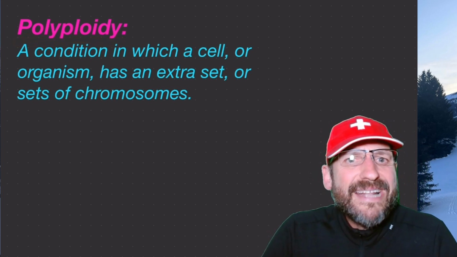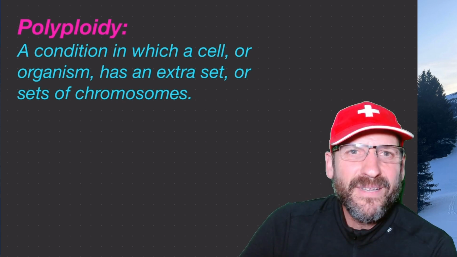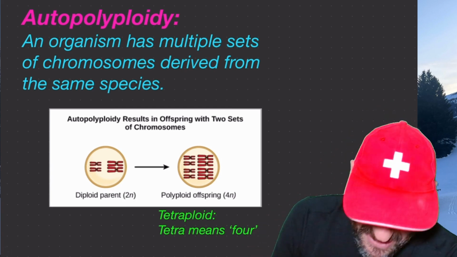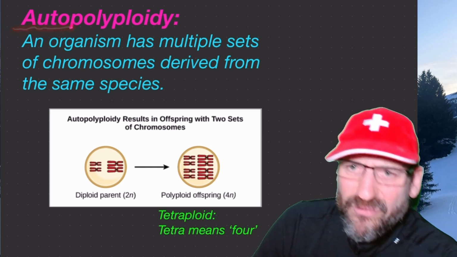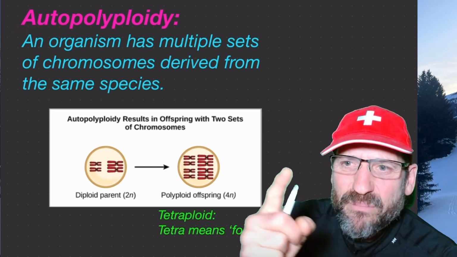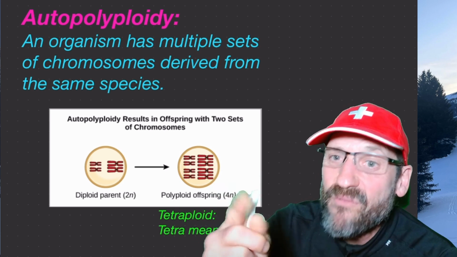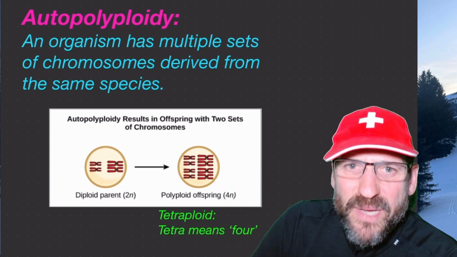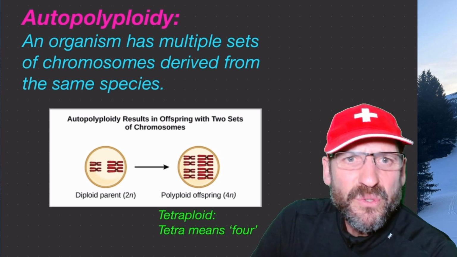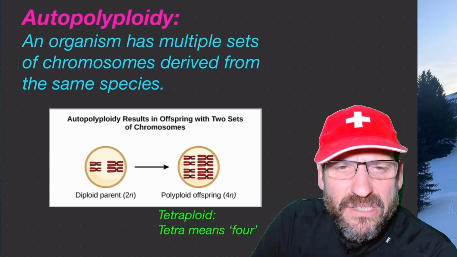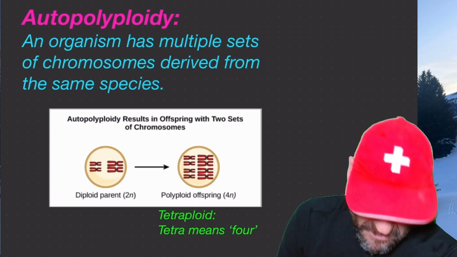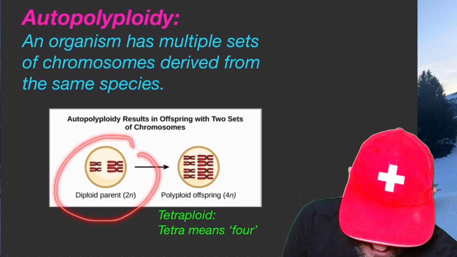We have two main types of polyploidy. In autopolyploidy, the extra chromosome copies come from its own species. See, auto means self. So an organism has multiple sets of chromosomes derived from its own species. For example, a plant species with two sets of chromosomes produces gametes with also two sets. Those gametes have now twice the number of chromosomes. See here? We see that in 2n.